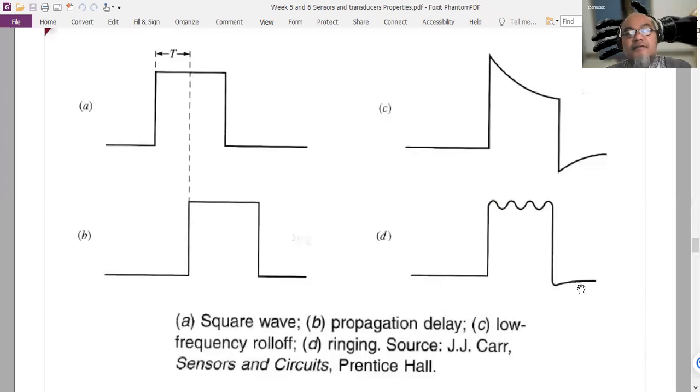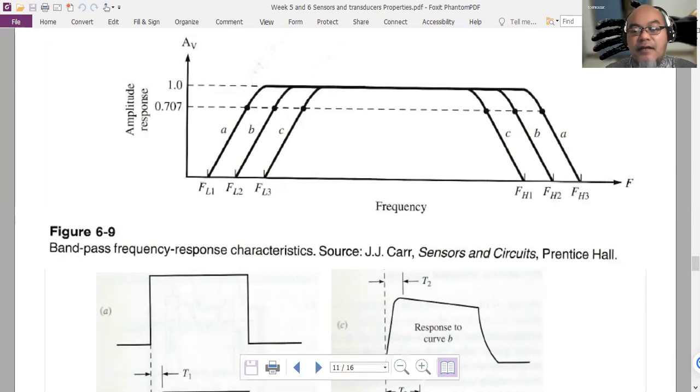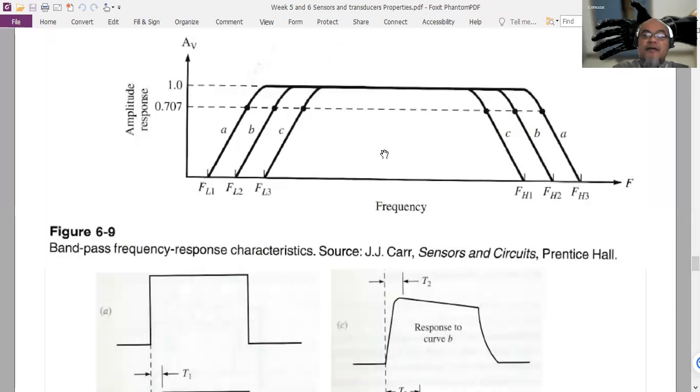So here we compare three different systems, for example, sensor A, sensor B, and sensor C. We see here that sensor C has the narrowest bandwidth among the three of them, while A has the widest bandwidth. Again, we define bandwidth here as the width between the low frequency cutoff and the high frequency cutoff.